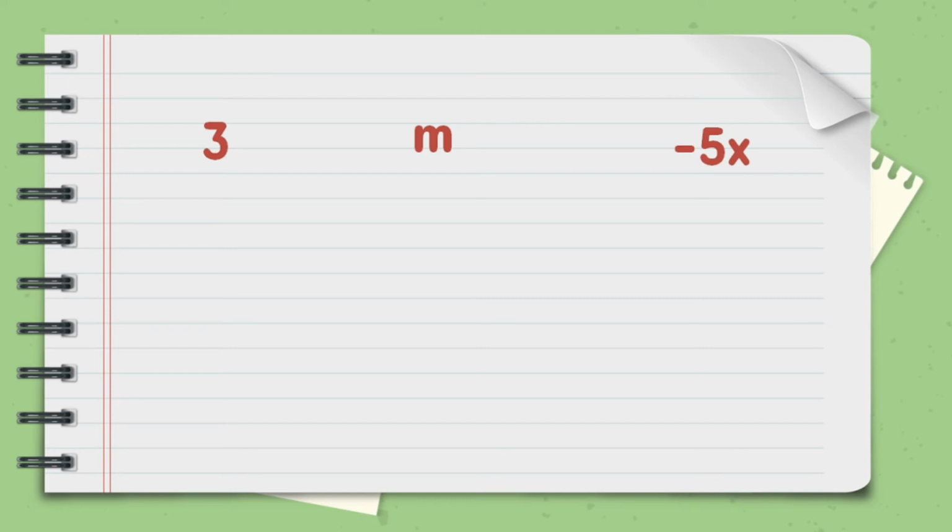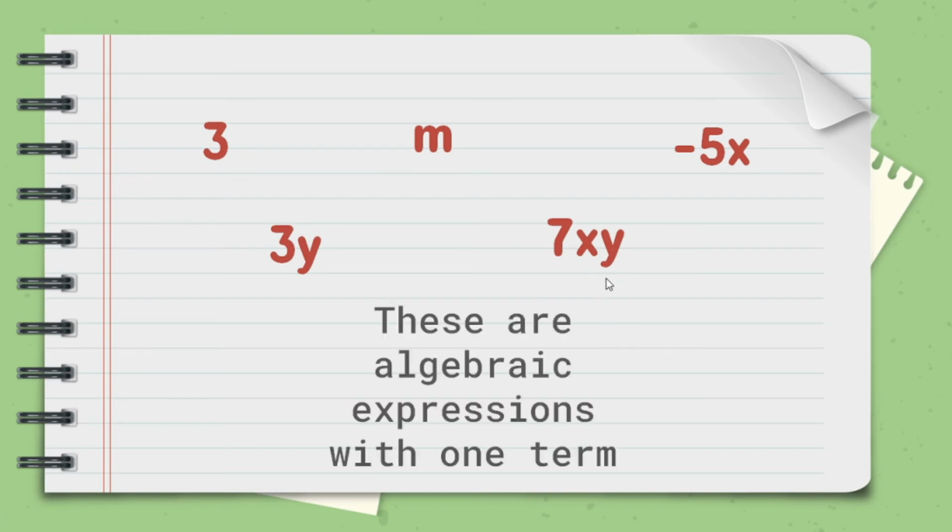Next is negative 5x. Yes, a combination of number and variable. 3y, of course. How about 7xy? Yes, a combination of number and variables. Okay? Now, these are algebraic expressions with one term.